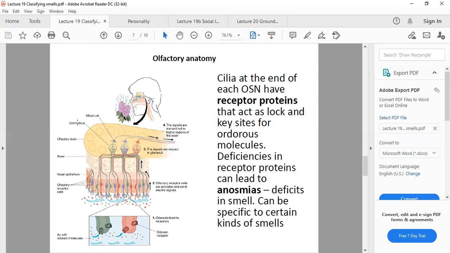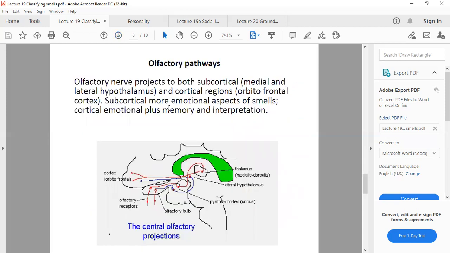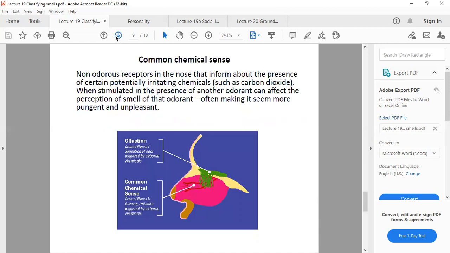So in the exchange from ear to ear, that's where transduction takes place, and then it gets transmitted straight to the brain. So the olfactory nerve projects to both subcortical regions, the hypothalamus, you can find the thalamus deals with emotions, and then cortical regions, or the frontal cortex, which is related to memory and high cognitive abilities. As you can see, subcortical is more the emotional aspects of smell, cortical is emotional plus memory and interpretation, where the perception happens.